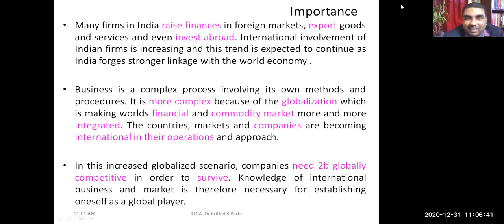Let us say they are producing certain goods or offering some kind of services. These goods and services should be globally competitive, right? So that is why international business or international trade is a little more complex, and knowledge of business, knowledge of international business, knowledge of international markets, knowledge of international business management, knowledge of international finance, all these things are important.